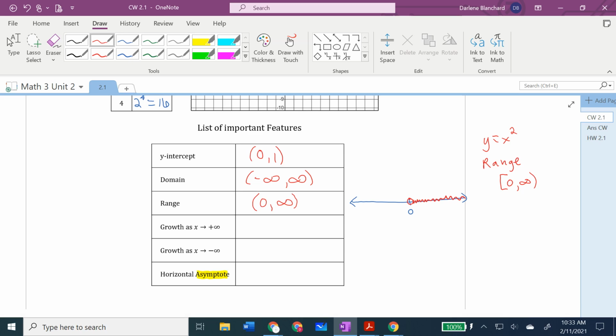And the growth as x approaches positive infinity is that f of x is going to approach positive infinity. As x approaches negative infinity, f of x is approaching 0. And then asymptotes come with equations. The horizontal asymptote is the equation y equals 0.